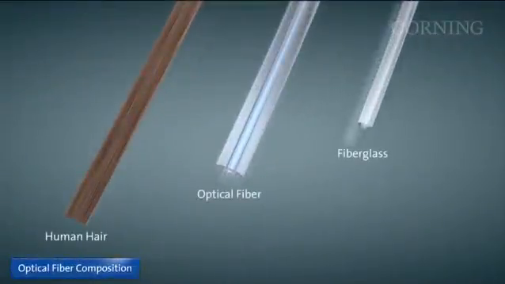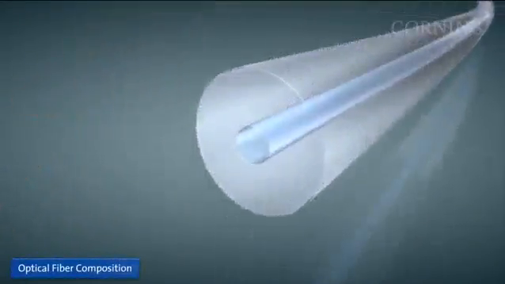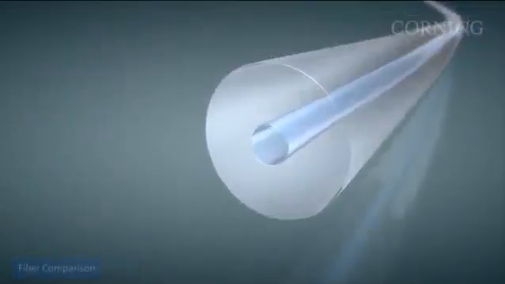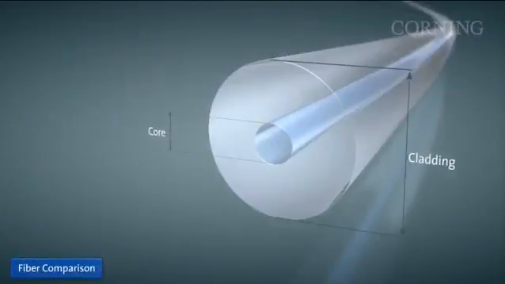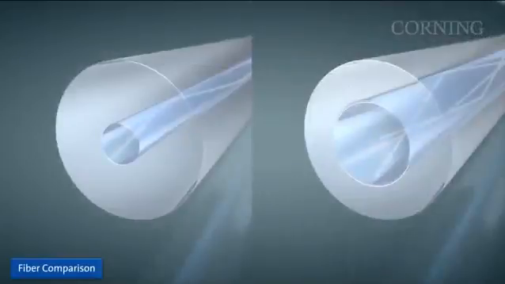Optical fiber is very thin. One strand is about the diameter of a human hair. It is comprised of two basic elements made of glass, the core and the cladding. The core, the center part of the fiber, is the area through which the light signals are transmitted. The cladding layer completely surrounds the core, keeping the light from escaping.